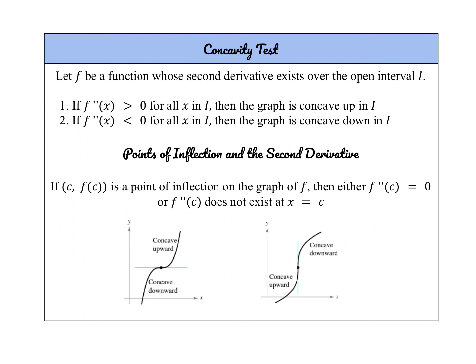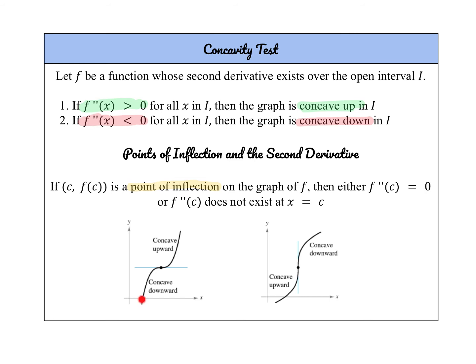So for the concavity test, again, we're looking at our second derivative, and anywhere that our second derivative is greater than 0 or positive, that means our graph is concave up. And anywhere that our second derivative is below 0 or negative, that means our graph is concave down. And then points of inflection are always going to occur either where our second derivative is equal to 0, or where our second derivative does not exist. So we're looking for those 2 points to find, again, those points of inflection.